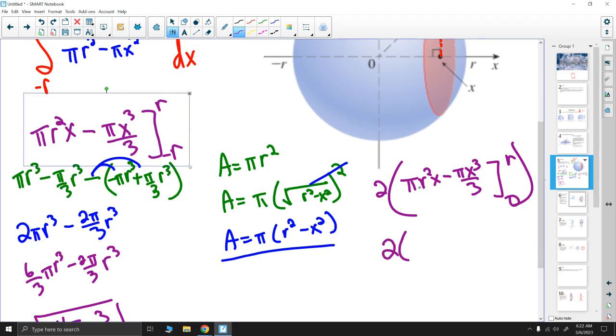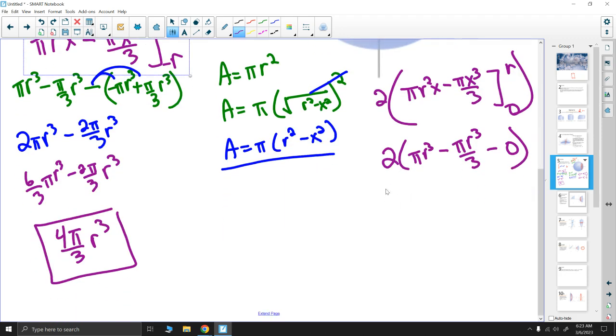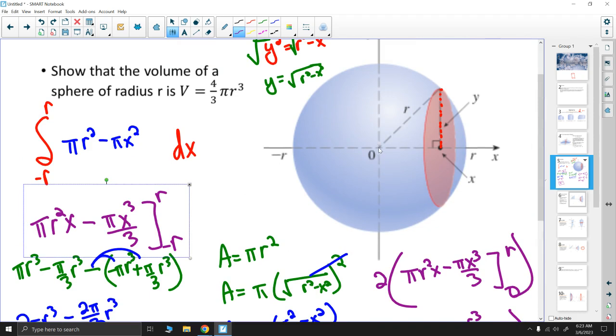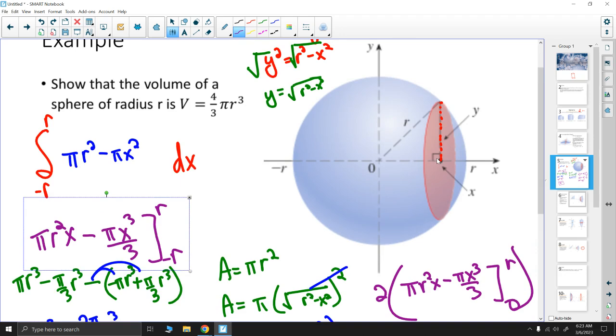So 2 times pi r cubed minus pi r cubed over 3 minus, plugging in 0 here, we just get a 0. We end up with this thing here, 2 pi r cubed minus 2 pi thirds r cubed, which we already know is 4 pi thirds r cubed. So again, if we want to make our integration easier for certain situations, sometimes it's better to restrict the bound from 0 to r, but technically speaking, we're doing it from negative r to r. I just did the easy half and then doubled it. That just helps me avoid potential mistakes with negatives and stuff. So I tend to do stuff like that.